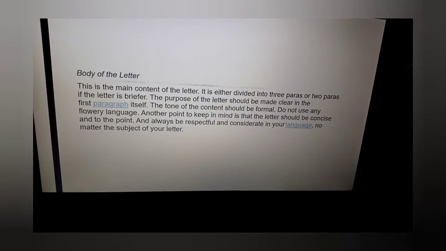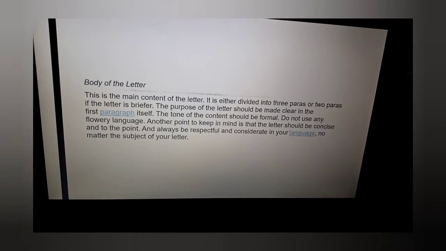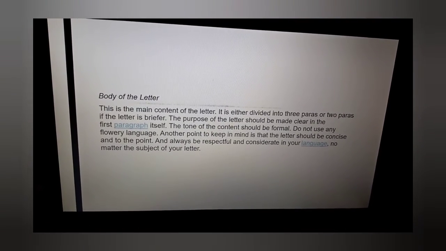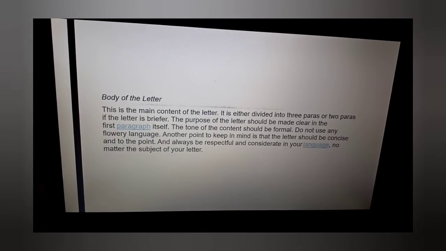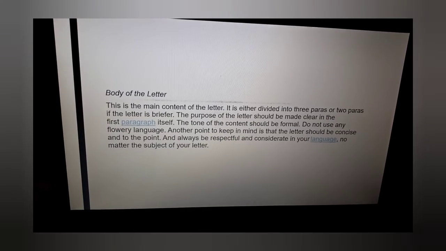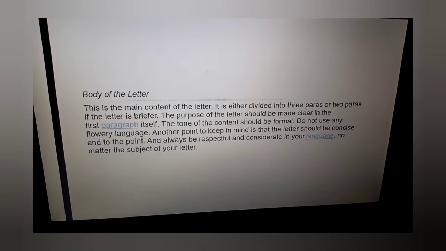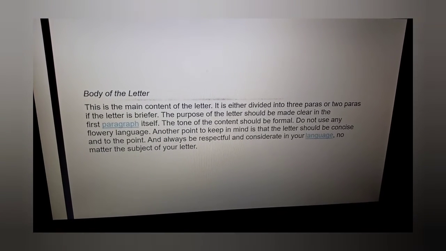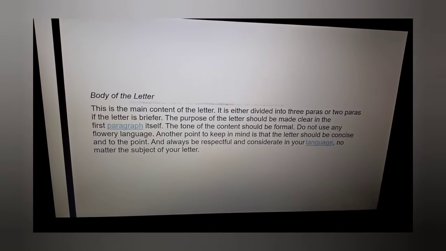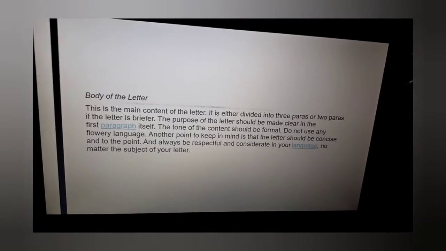Body of the letter. This is the main content of the letter. It is either divided into 3 parts, or 2 paras if the letter is briefer. The purpose of the letter should be made clear in the first paragraph itself. The tone of the content should be formal. Do not use any flowery language. Another point to keep in mind is that the letter should be concise and to the point. And always be respectful and considerate in your language, no matter the subject of your letter.